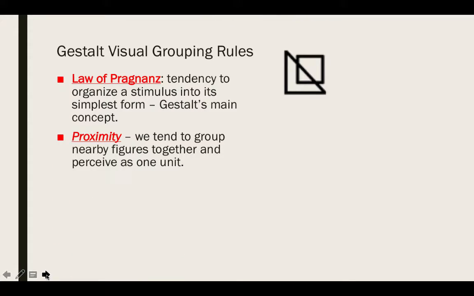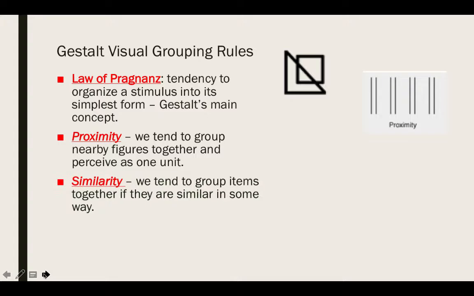Proximity rules: we tend to group nearby figures together and perceive it as one unit. So it's likely in this image we probably see 4 columns instead of 8 separate lines, because the lines that are closer together are perceived as one unit and separate from the others, as opposed to seeing these 2 lines belonging as a group. That's proximity.